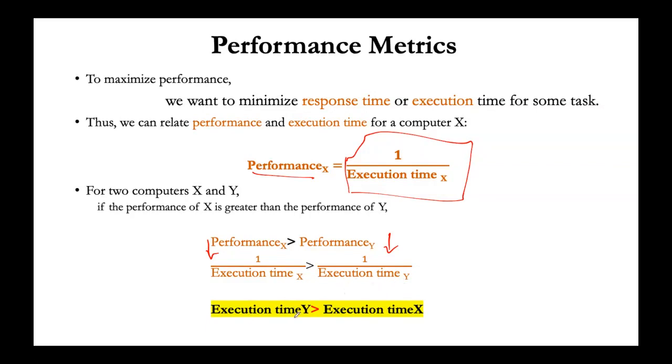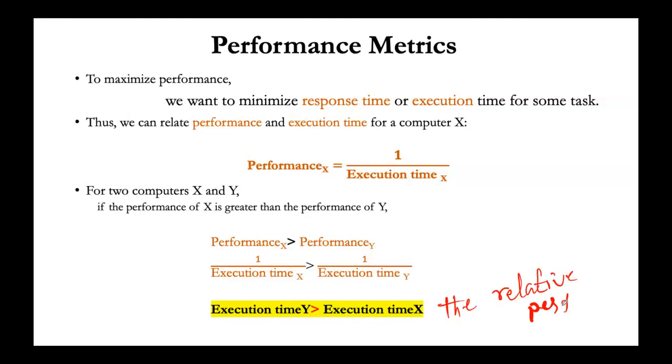When you simplify this, you get that the execution time of Y is greater than the execution time of X. That means if the performance of X is greater than the performance of Y, the execution time of X is less than the execution time of Y. So if processor X is faster than processor Y, then the execution time of X is less than that of Y, and the relative performance should be less than 1.